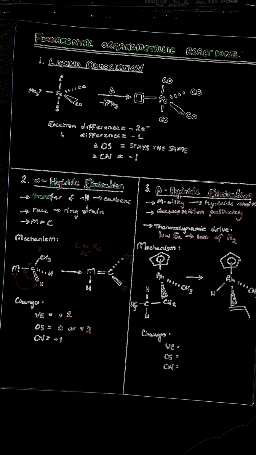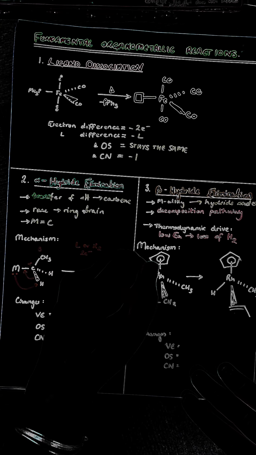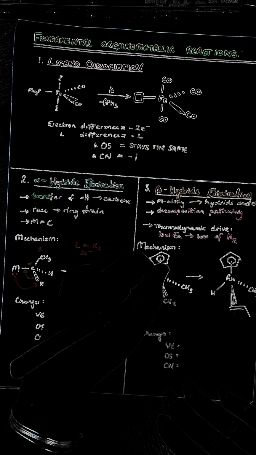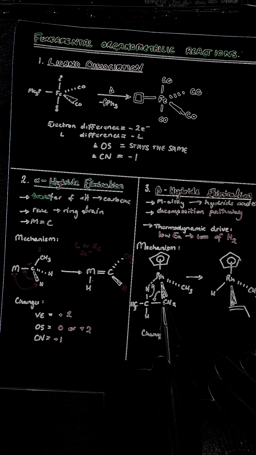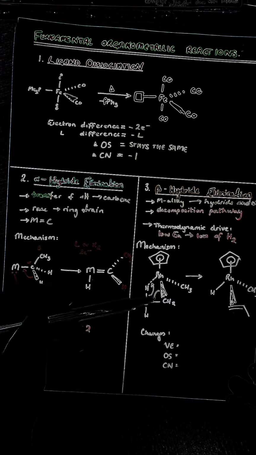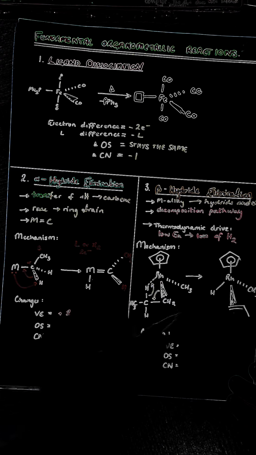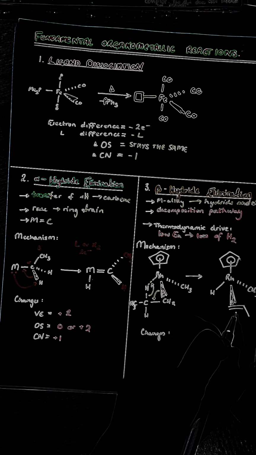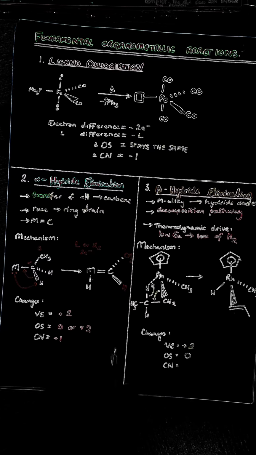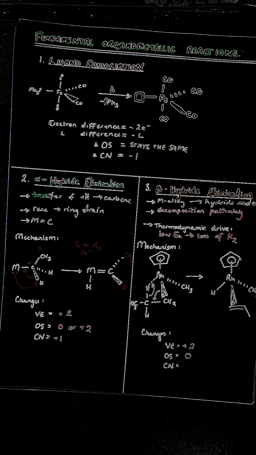The mechanism is pretty much the same. We've kind of got a hydrogen bonding here. So what happens is that bond is broken and that bond is broken, which forms the alkene, and then the hydrogen is added on to it. So the valence electrons are +2, as this donates another electron and this donates another electron. The oxidation state is the same, and the coordination number is +1.